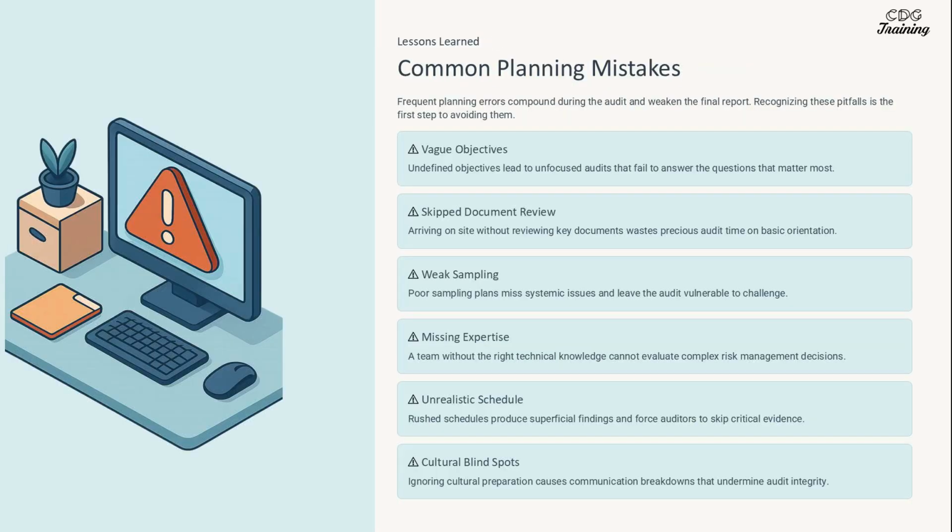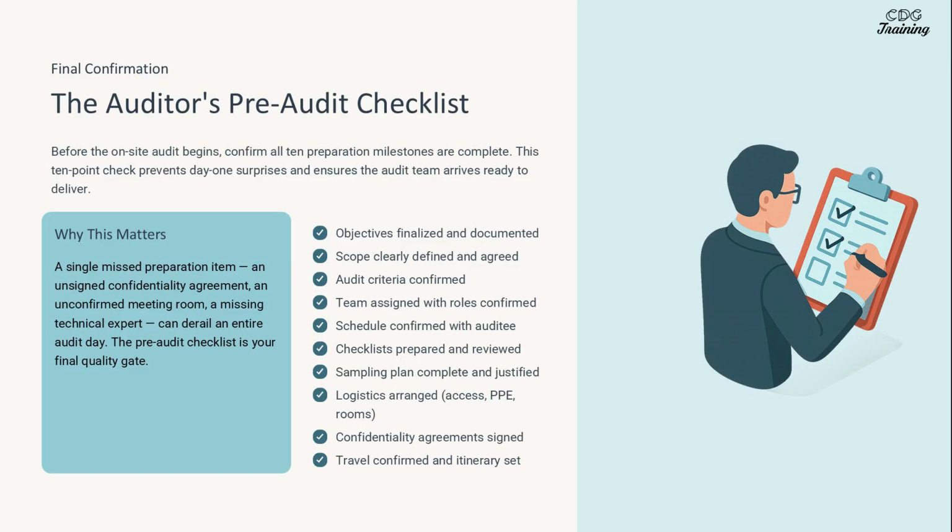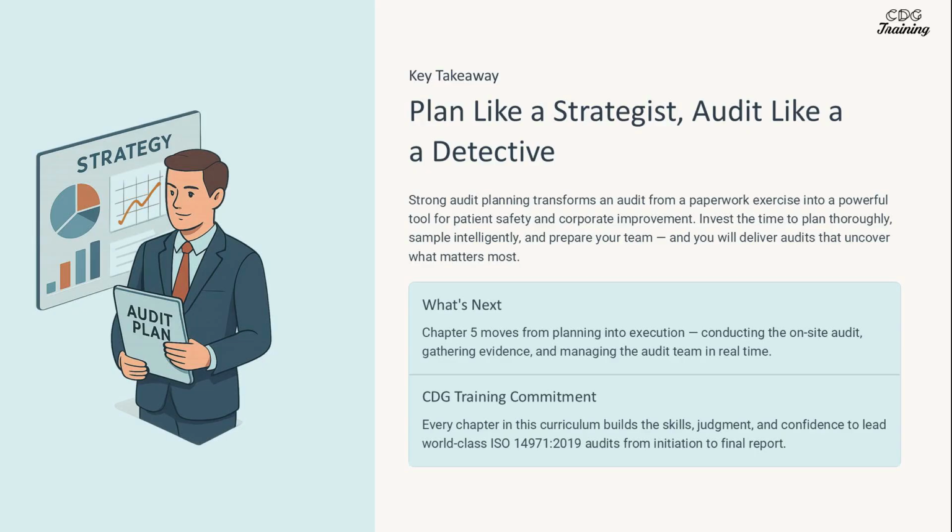Recognizing common planning mistakes is the first step to avoiding them. Issues like vague objectives and weak sampling can undermine the audit process. The auditor's pre-audit checklist ensures all preparation milestones are complete. This checklist prevents surprises and ensures readiness for the audit. Strong audit planning transforms an audit into a powerful tool for improvement. Invest time in preparation to uncover what matters most.